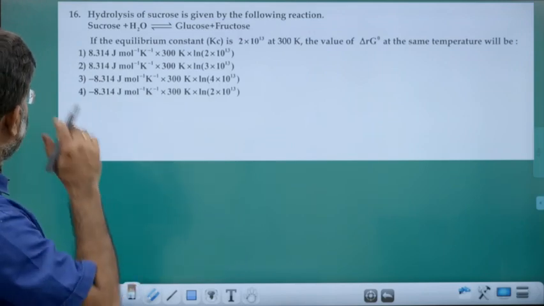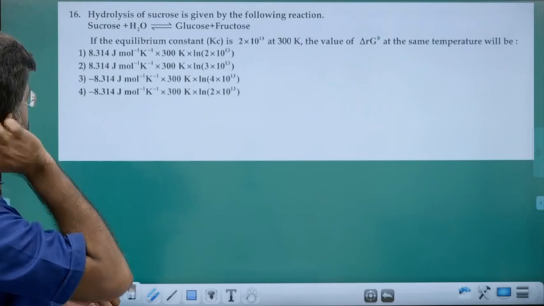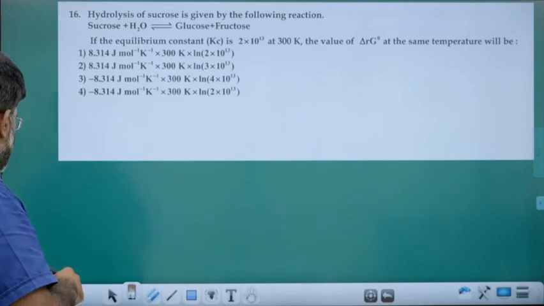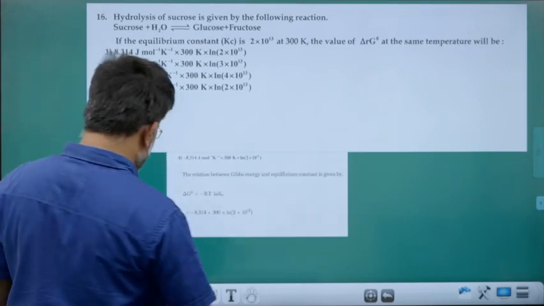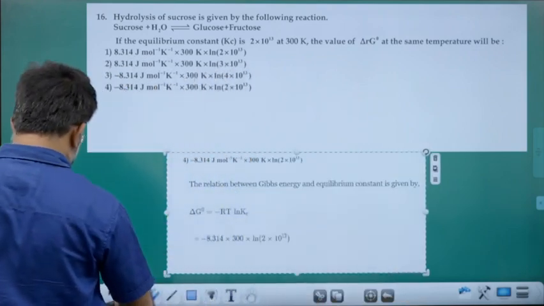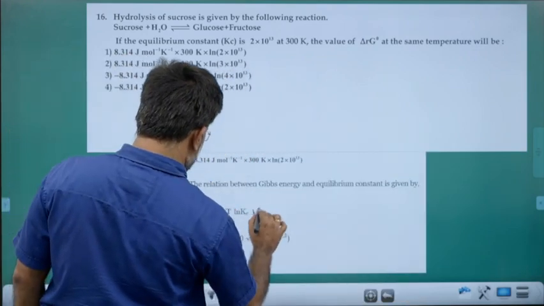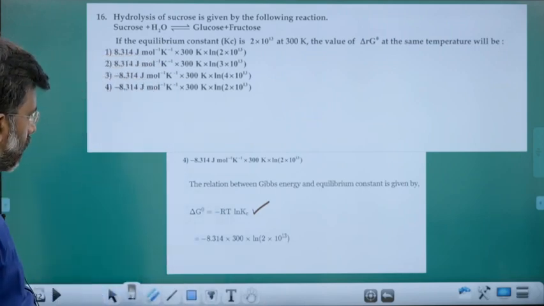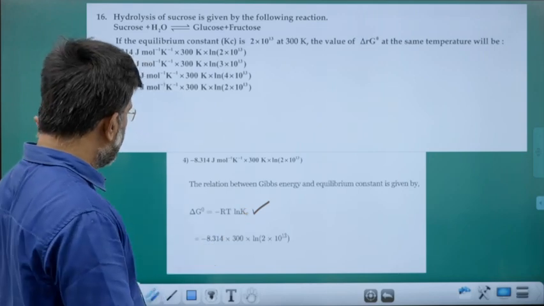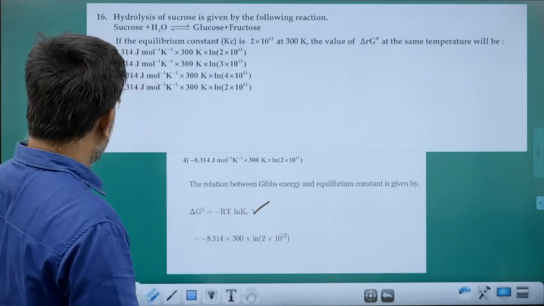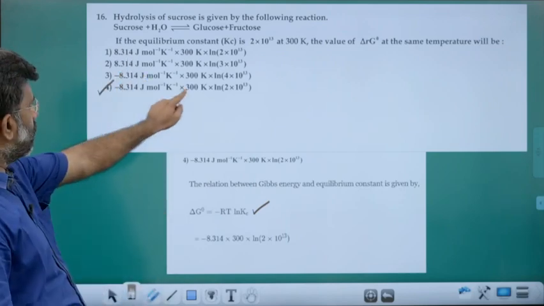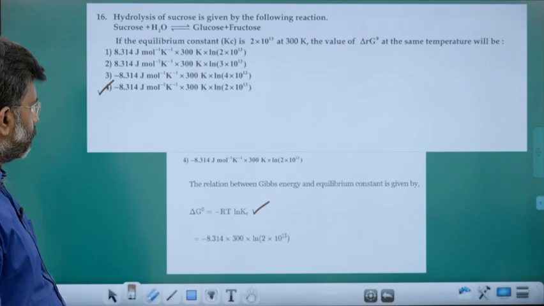Hydrolysis of sucrose. KC is given. How much is delta G naught? It is a simple equation. Apply it in that equation. All know that equation. Delta G naught is equal to minus RT log KC. You don't have to work it out; find out which one is correct. Option 4, minus RT log KC.